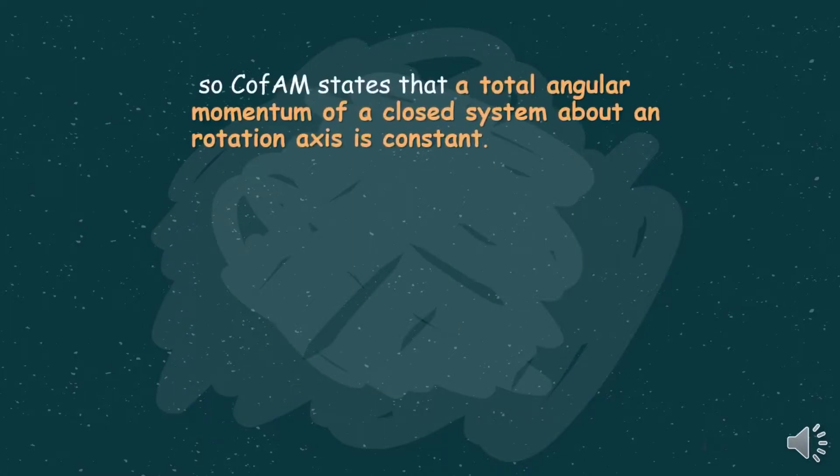As a conclusion, conservation of angular momentum states that the total angular momentum of a closed system about a rotation axis is constant, or we can just write the summation of initial angular momentum is equal to the summation of final angular momentum.